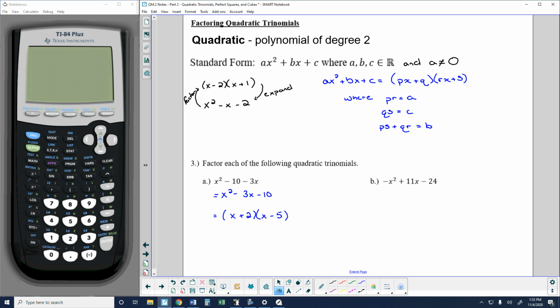Now the way that I can check this: if I take 2 times x, that's 2x. And I'm doing the little distribution here.